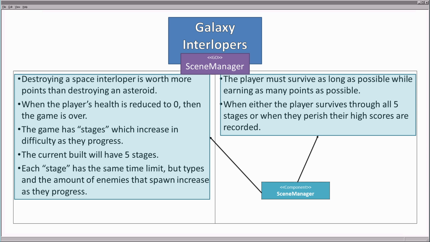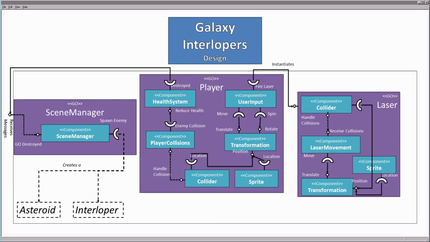The functionality related to the scene manager typically deals with constitutive rules like point scoring and timers, but they also integrate goals by implementing the win and loss conditions. In essence, they manage the rules of the game, or at least a smaller part of it. Adding the scene manager to our design, we can see how the health system will notify the scene manager that the player was destroyed. The scene manager game object is fairly simple, and we do notice that it has a dependency as well. We need to be able to create instances of these enemy game objects, the asteroid and the interloper.